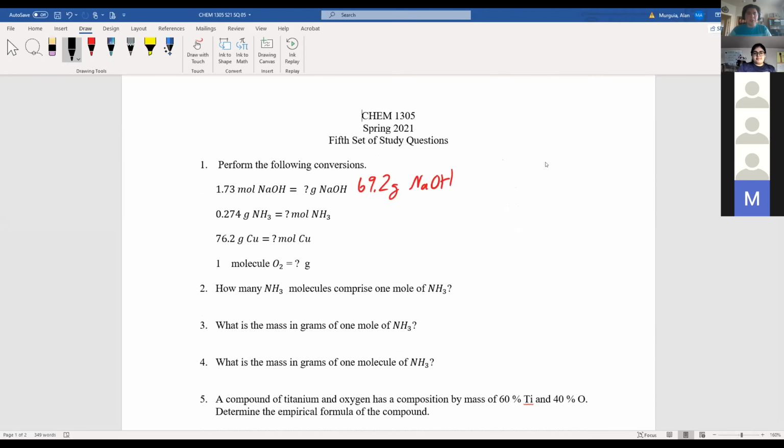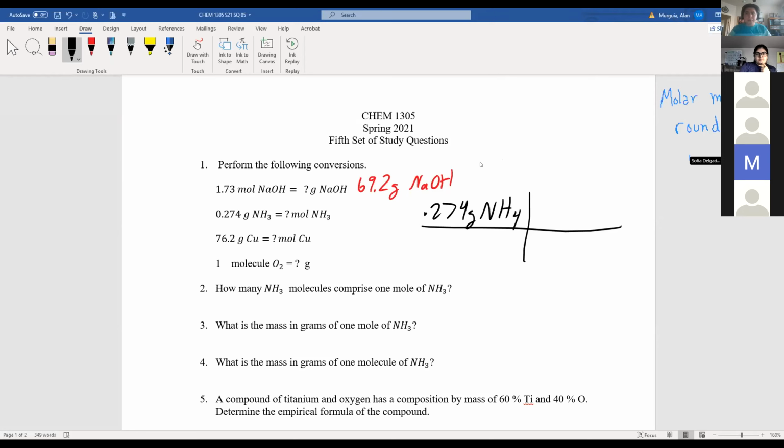So moving on to the next one, where I have 0.274 grams of ammonia. What do I need to do to convert my grams into moles of ammonia? Divide by the molar mass. I will divide by the molar mass. And what is the molar mass of ammonia? 17. Can you speak up a little bit, sorry? 17. Roughly around 17, yeah.